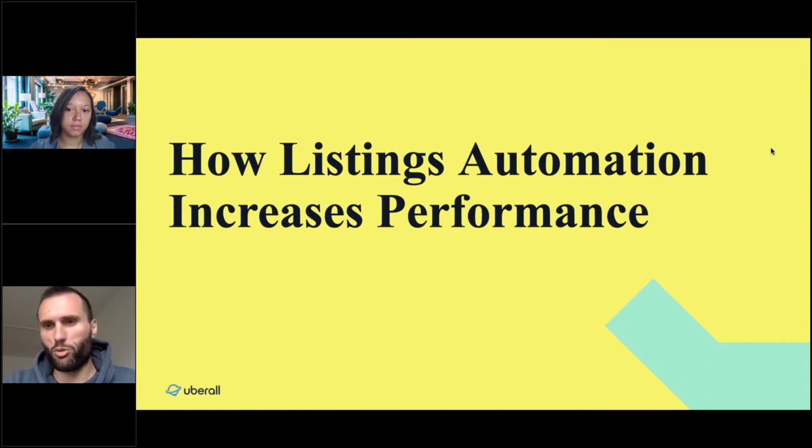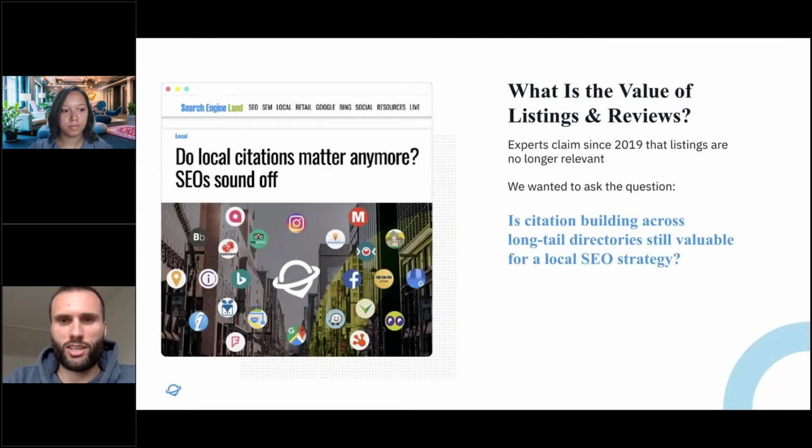How do we measure that performance, and is there really an impact on performance? And that's what we're going to take a look at now. So our most recent study was based on the notion that, since around 2019, maybe before that, but it's certainly been growing since 2019, there has been a proliferation of experts who claim that listings are no longer relevant, citation building, whatever you want to call this kind of listings management, and building out a listings profile online.